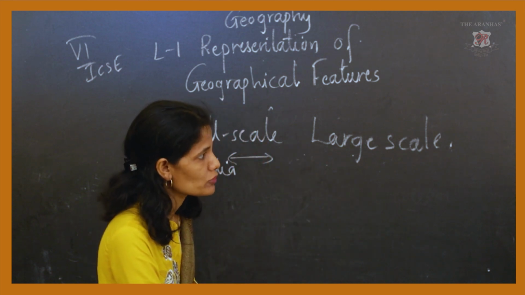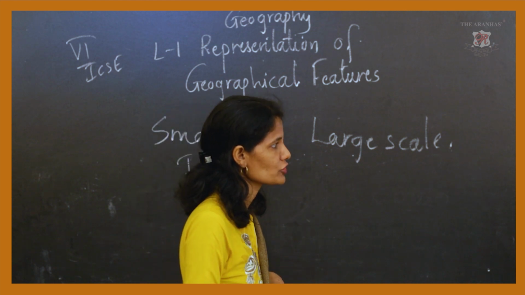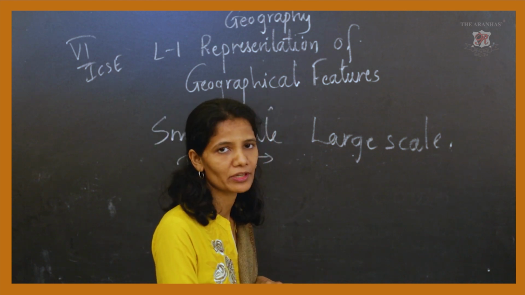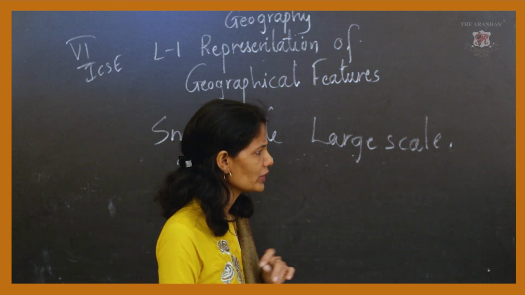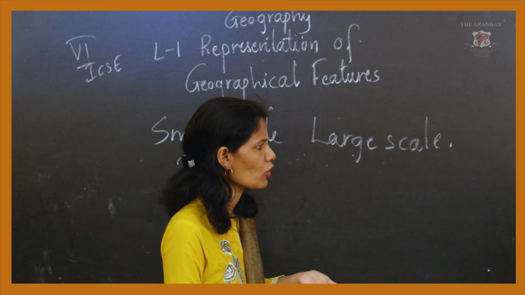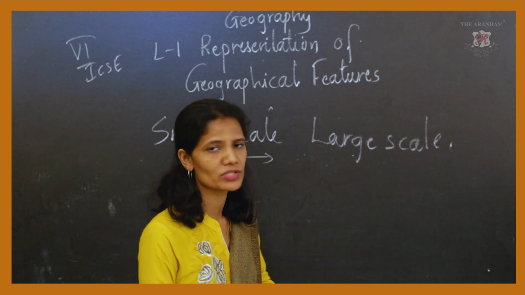So large scale map showing both man-made and natural features is called a topographic map. So that particular map is called as a topographic map. Such a map shows not only the water bodies, hills and woods, but also the roads, railway stations, bridges etc.